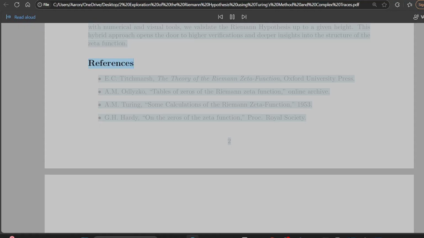References. E. C. Titchmarsh, The Theory of the Riemann Zeta Function, Oxford University Press. A. M. Odlyzko, Tables of Zeros of the Riemann Zeta Function, Online Archive. A. M. Turing, Some Calculations of the Riemann Zeta Function, 1953. G. H. Hardy, On the Zeros of the Zeta Function, Proc. Royal Society. Figure 1.